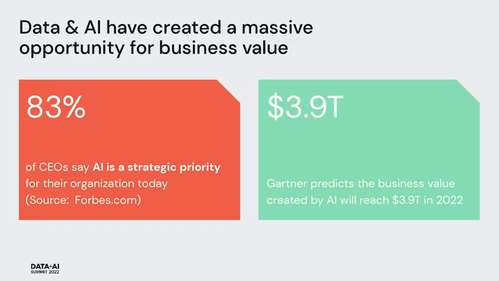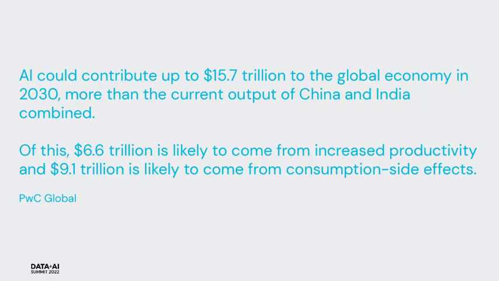Today, 83% of CEOs say AI is a strategic priority for their organization today. Then we can take a look at this quote. Gartner predicts the business value created by AI will reach $3.9 trillion in 2022. Gartner also says that through 2022, 85% of AI projects will deliver erroneous outcomes due to bias in data, algorithms, or the teams responsible for managing them. That doesn't sound good at all.